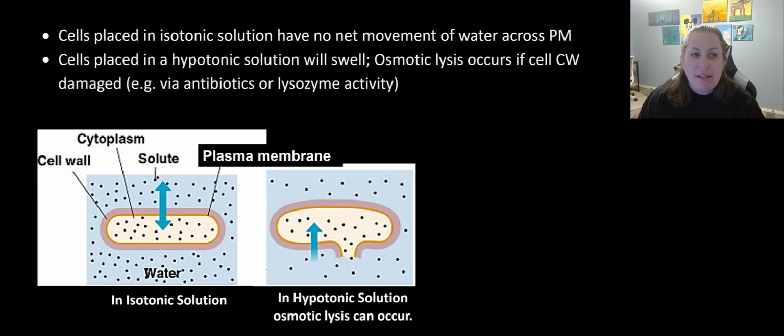But cells placed in a hypotonic solution will swell. This is an osmotic lysis that can occur if the cell wall is damaged. And this is why antibiotics that damage the cell wall are important, because it can cause us to destroy the cell in this way. Okay, so antibiotics can help with this, as well as lysozyme activity, which is an enzyme that some of our cells have.